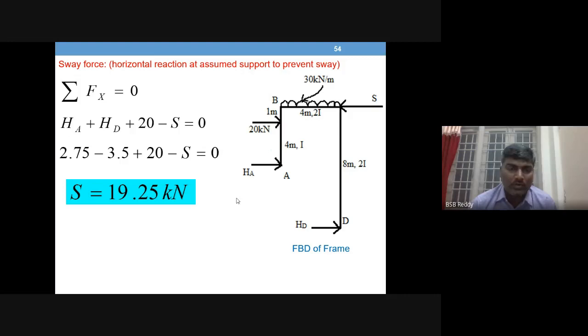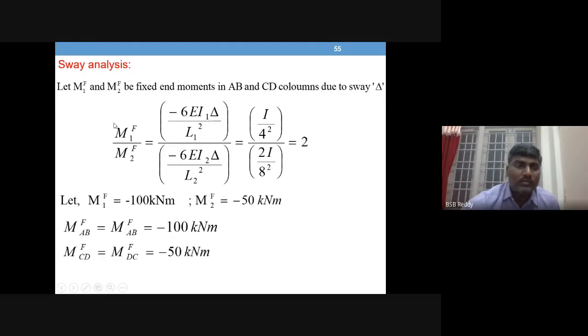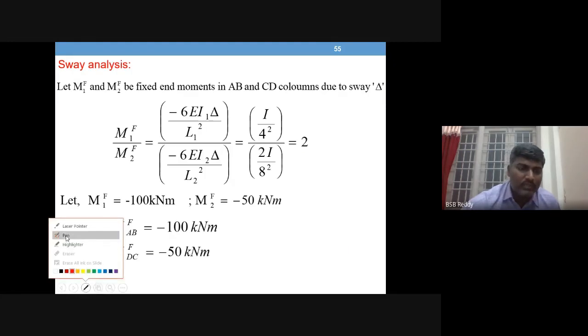Last session, we took a frame for sway analysis. We solved for the sway force, which came to 19.25 kilonewtons. The meaning of that is you need 19.25 kilonewtons of force to stop sway. So to continue this session, we'll go for sway analysis.